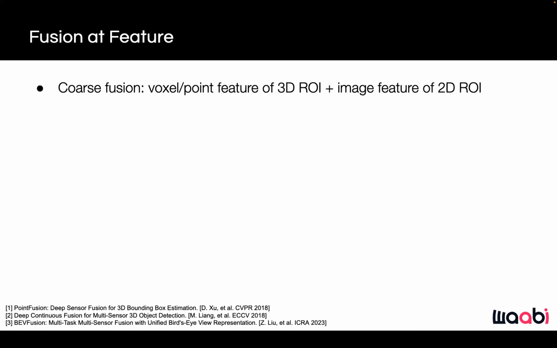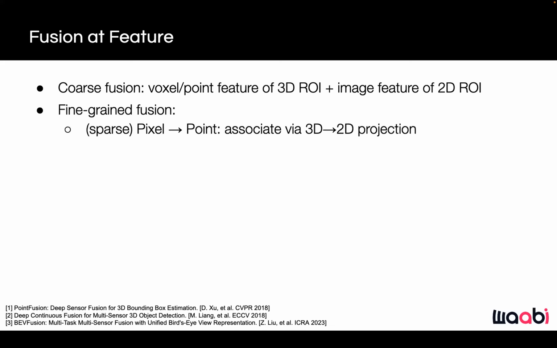A more promising direction is feature-level fusion, either at coarse ROI-wise or dense pixel-wise. For ROI fusion, we will project the same object ROI to 2D and 3D respectively and combine their features together. This is usually performed as an ROI pooling layer with a two-stage object detection framework.